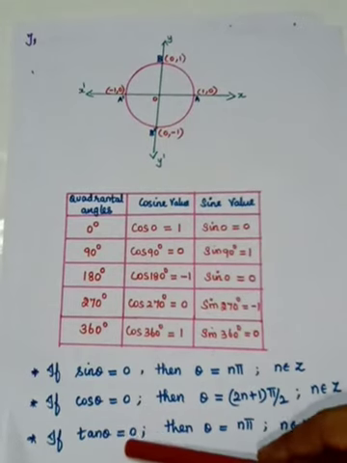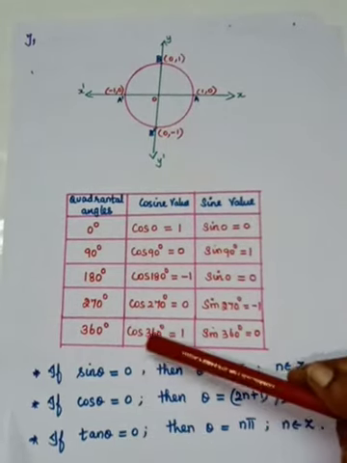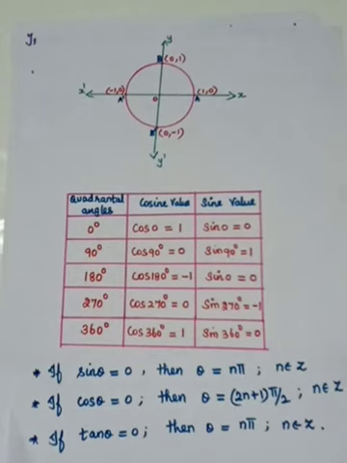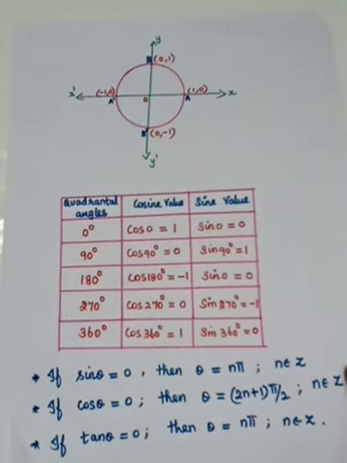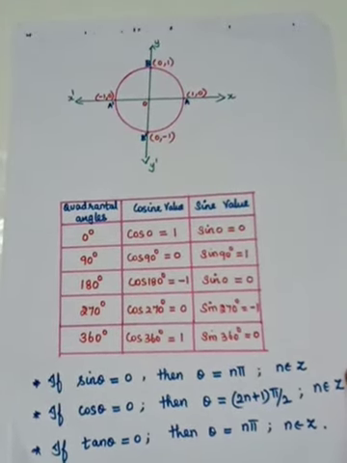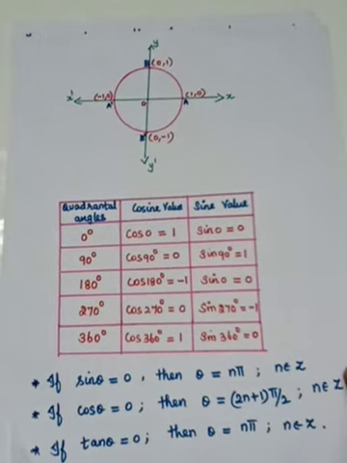Next, if tan theta is equal to 0, what is tan theta? Sin theta by cos theta. So wherever sin becomes 0, tan theta will also be 0. So therefore theta is equal to n pi, where n belongs to Z. So this is the fundamental result you should know. You need not memorize the values of 0 degree, 90 degree, 180 degree, 270 degree and 360 degree.